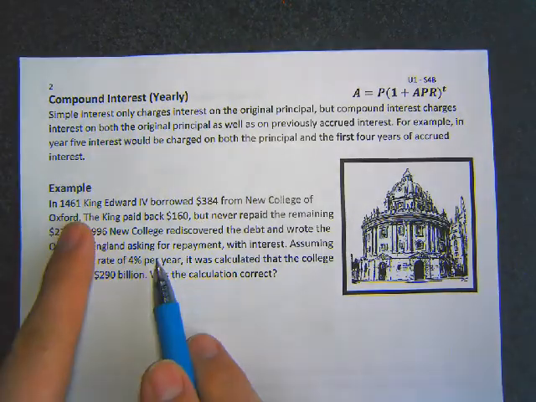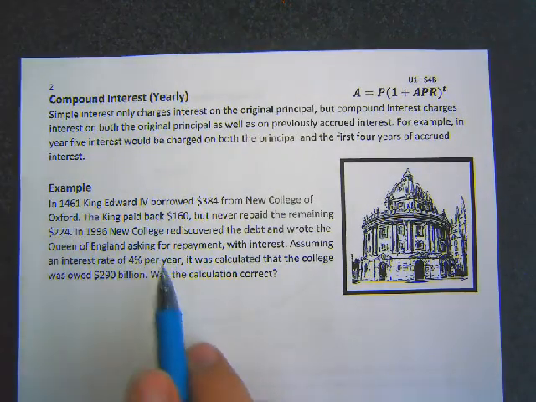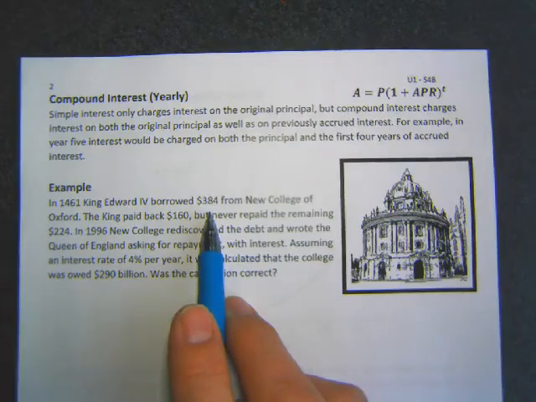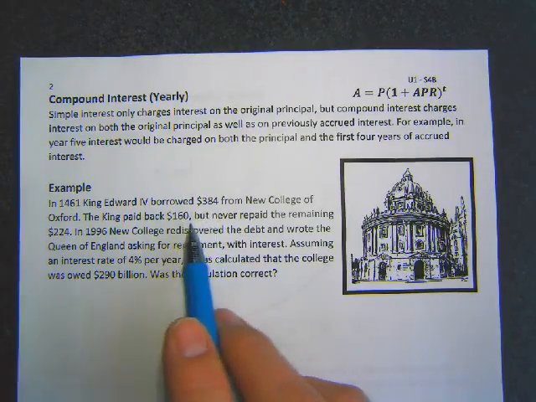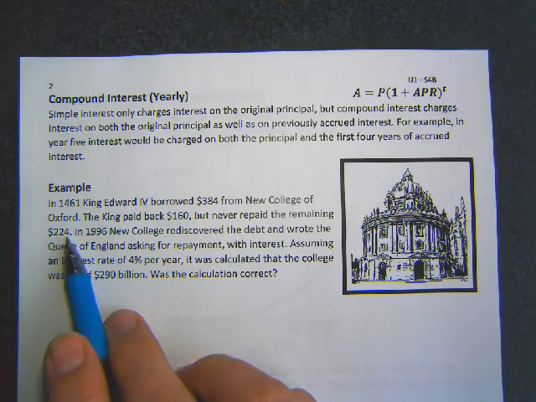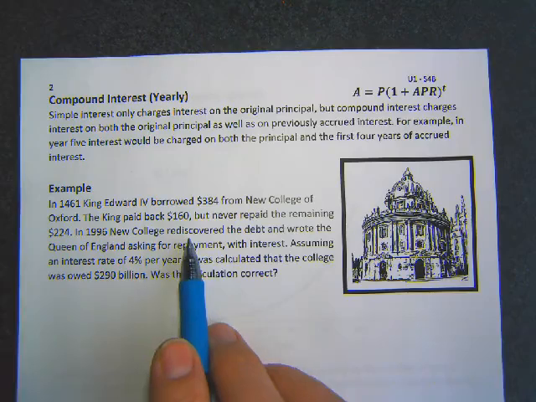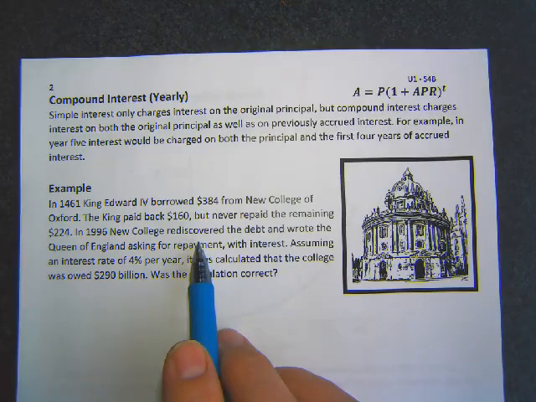So back in 1461, quite a while ago, Edward IV borrowed $384. Not a lot of money to borrow nowadays, but maybe back then it was a bit more. From the New College of Oxford. The king paid back part of it. He paid 160, but he never repaid the remaining balance.